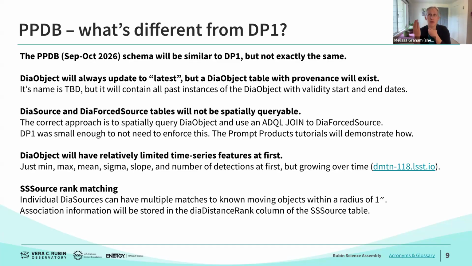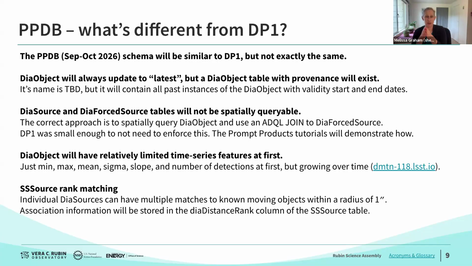Because if you remember, I mentioned how the new DIA source is detected and associated with the DIA object, and that entire DIA object record, all of its values get updated in real time every time we have a new detection of that object. So when you query the DIA object table in the PPDB, it will always be the DIA object in its most recent version, but a DIA object table with provenance will exist.